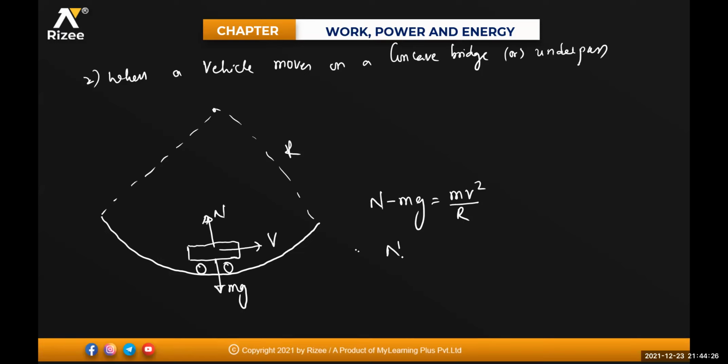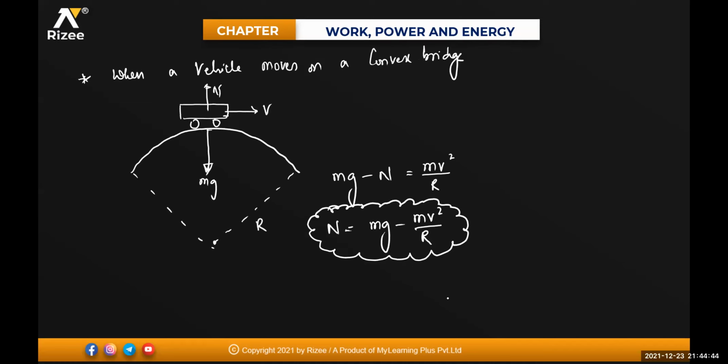So normal will be equal to, N is equal to m v square divided by r plus m g. Clear? So when it is on the concave bridge, N will be maximum. So N is equal to m v square divided by r plus m g. When it is on the convex bridge, N is equal to m g minus m v square divided by capital R. Clear?